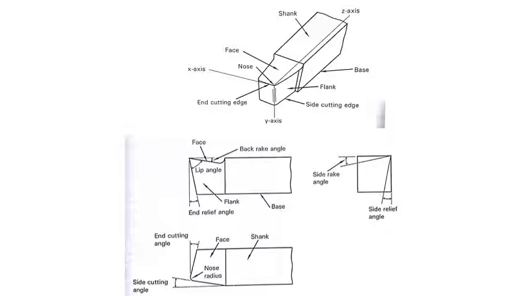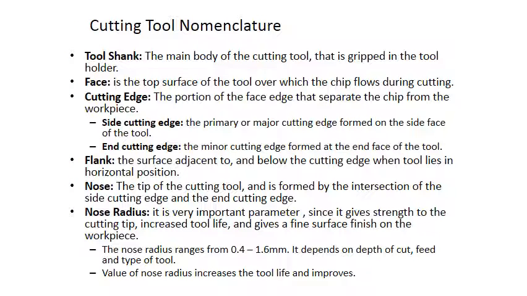The different elements and names of the parts have already been explained. So these two figures are very important in single point cutting tool nomenclature. Cutting tool nomenclature. What is the tool shank? I already explained. The main body of the cutting tool that is gripped in the tool holder. Face is the top surface of the tool over which the chip flows during cutting. For the cutting edge, there are two important angles: side cutting edge angle and end cutting edge angle. It is the portion of the face edge that separates the chip from the workpiece.